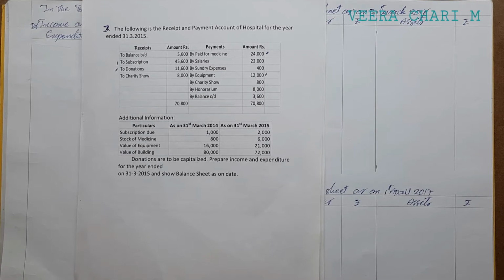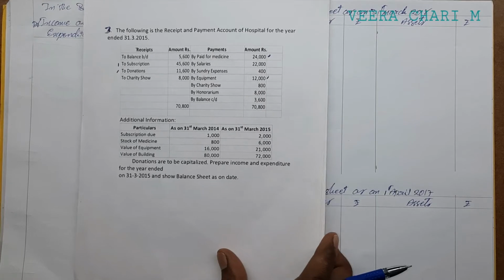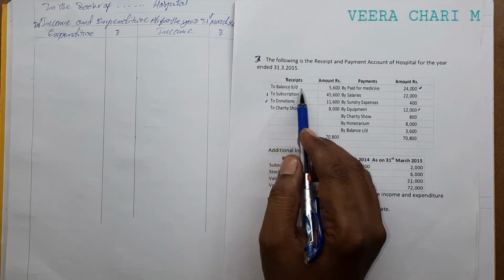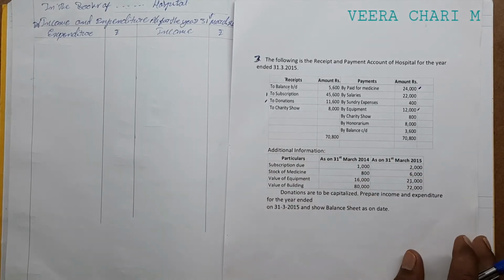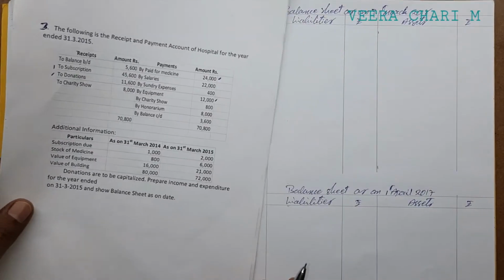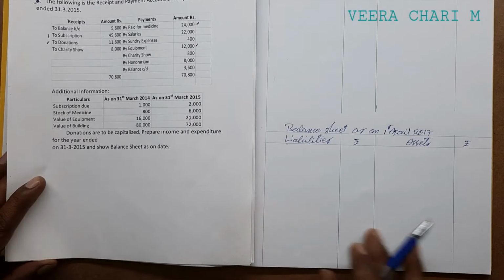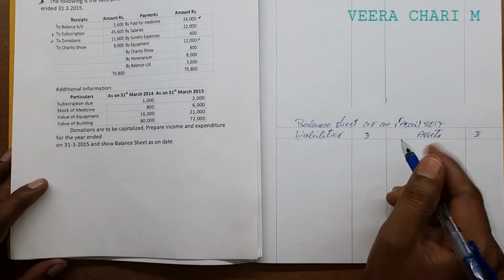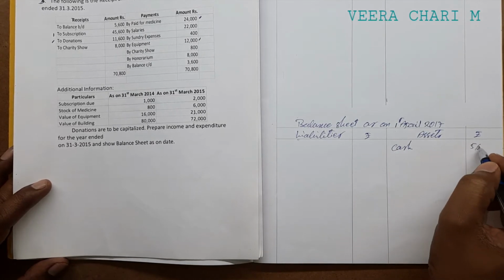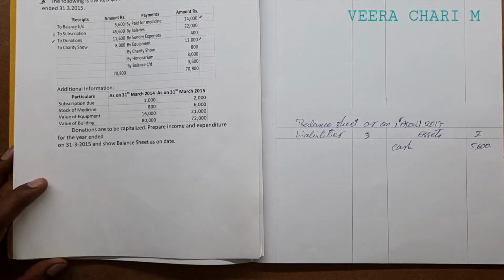Now you can solve the solution. Start to solve it. First of all, the opening balance b/d is 5,600. It is the opening balance of cash. You can write it in the opening balance sheet under the asset side, that is cash account 5,600.